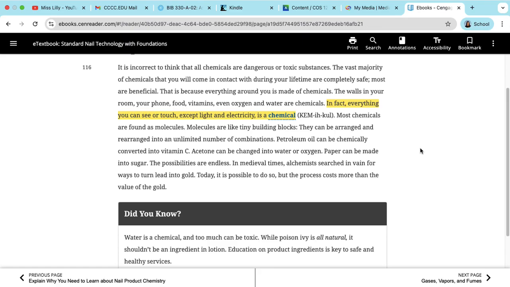Petroleum oil can be chemically converted into vitamin C. Acetone can be changed into water or oxygen. Paper can be made into sugar. The possibilities are endless. In medieval times, alchemists searched in vain for ways to turn lead into gold. Today, it is possible to do so, but the process costs more than the value of the gold.